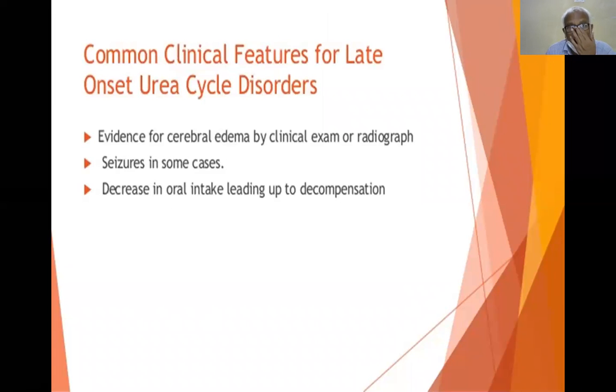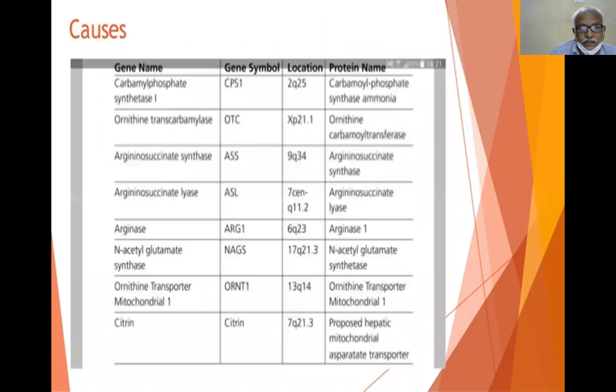So the common clinical features for late onset urea cycle disorders are in adulthood. Evidence for cerebral edema by clinical examination or radiograph. Cerebral edema is clearly seen on the radiograph. So the radiologist will report it as radiological evidence of cerebral edema. So seizures in some cases will be seen, decrease in oral intake leading up to decompensation. So these are the things you have to remember. You have to mug it up. You have to register it in your brain.